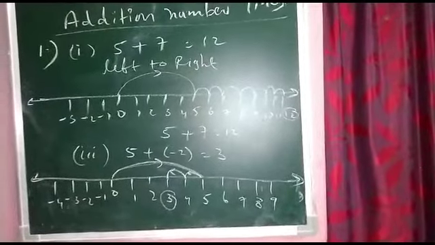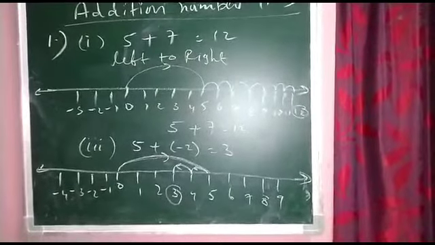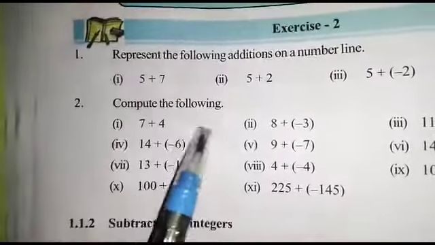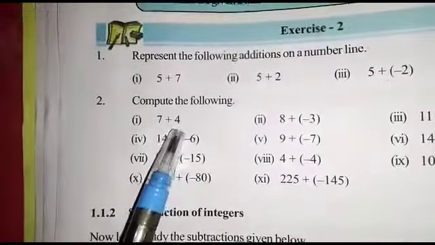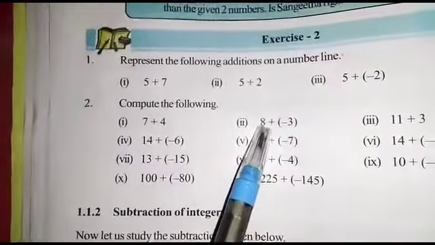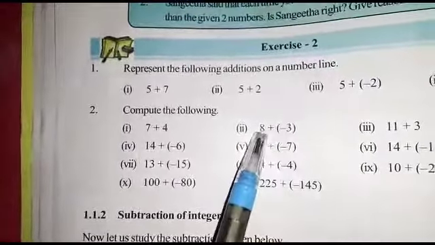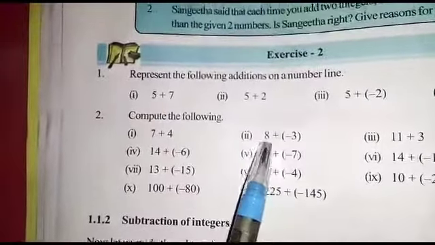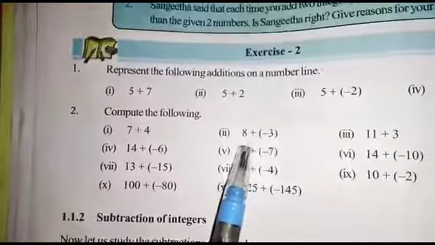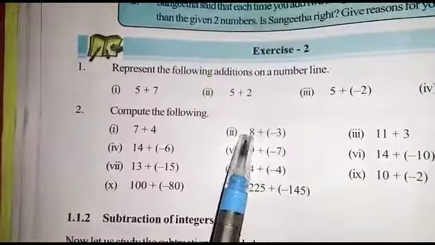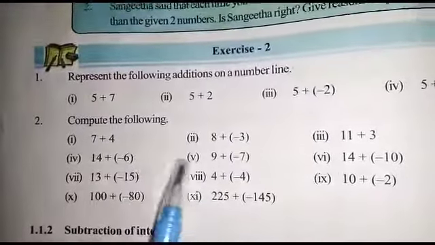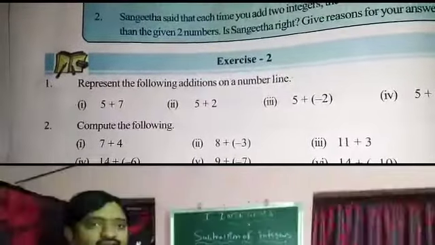Now observe the second question. Compute the following. These two are positive numbers, very easy. 7 plus 4 is equal to 11. Here, 8 plus minus 3: one is a positive number, the other a negative number. Two different signs are there, so you must subtract. The difference of 8 and 3 is 5. Which number is bigger? The positive number is bigger. That's why this is equal to 5. Similarly, try all these sums as homework.